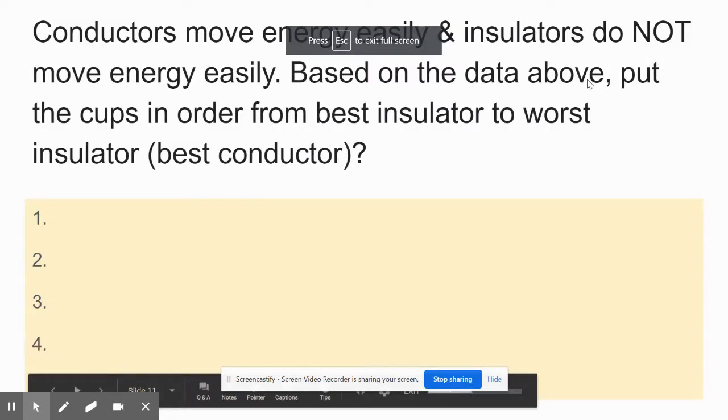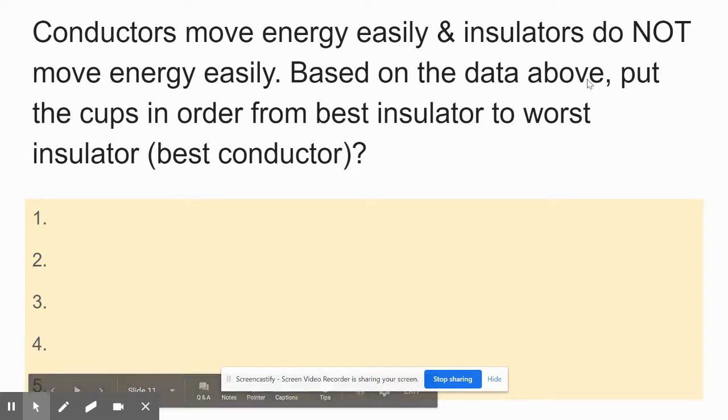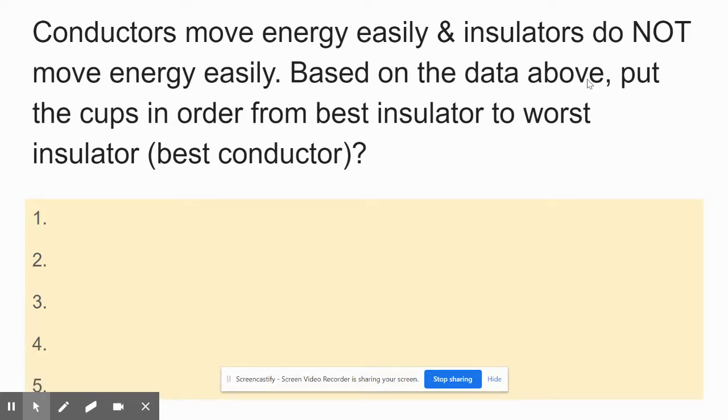Hey, this video is for if you have any questions or get stuck on the analysis questions for this insulators and conductors lab. The first question is going to ask: conductors move energy easily and insulators do not move energy easily. So based on the data above, put the cups in order from best insulator to worst insulator.